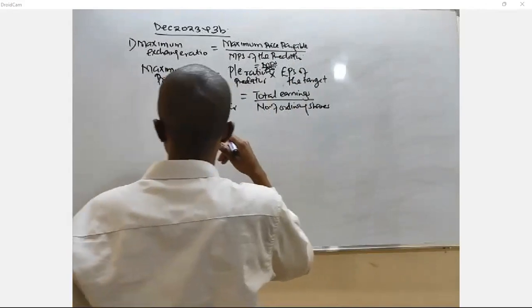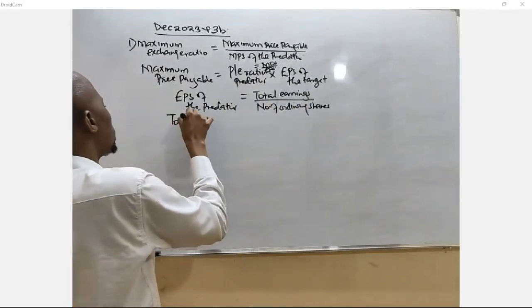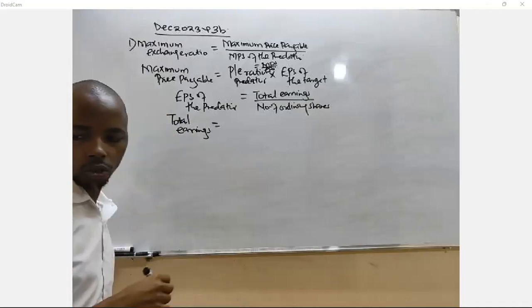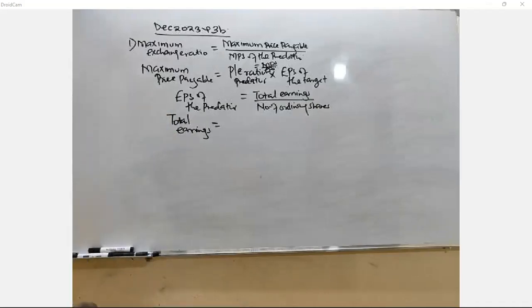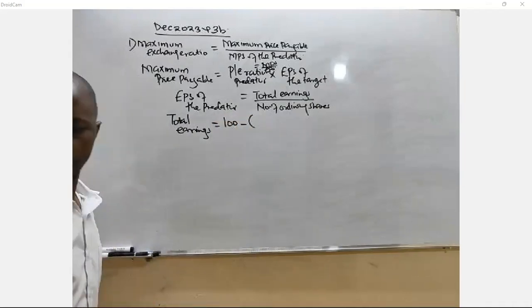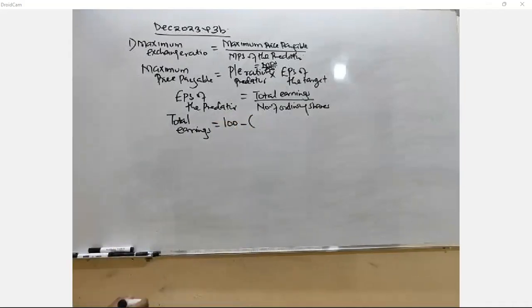You ask yourself well: the examiner has given us total earnings? We say no, but we can get our total earnings. How am I going to take the total earnings? When you look at your question for Kubwa Limited, they have given you sales of 100. Then we subtract the cost of sales, which is 30.